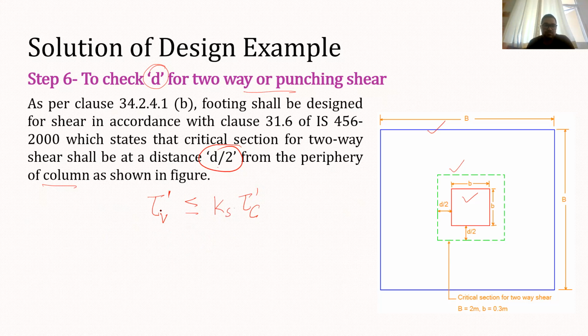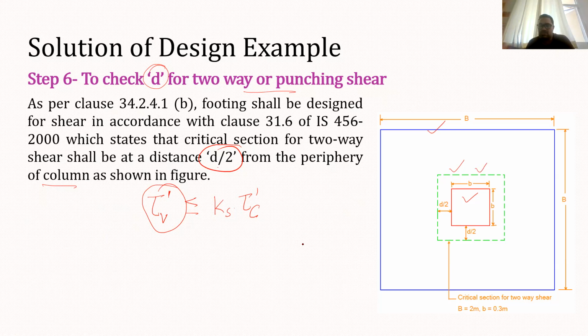So here first we will try to find out tau v, and tau v as usual will be dependent on the shear force. So here we have to find out first the maximum shear force which will be occurring at the critical section. So in case of two-way shear, maximum shear force will occur along this dotted line, this green dotted line.